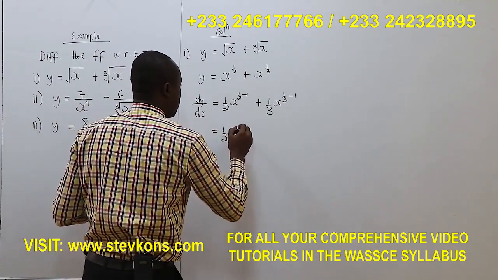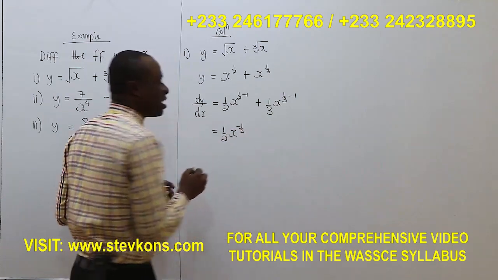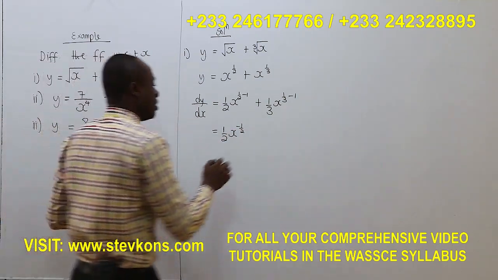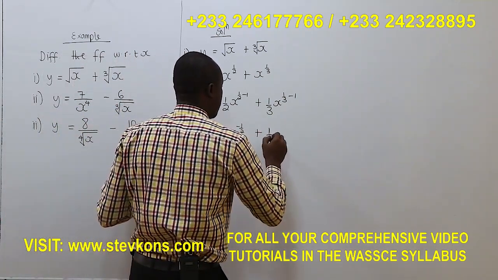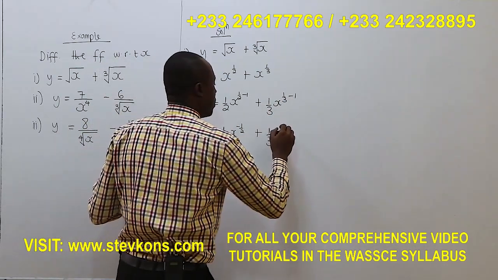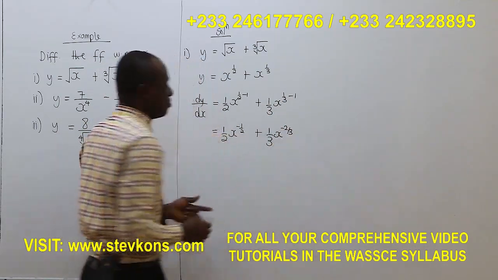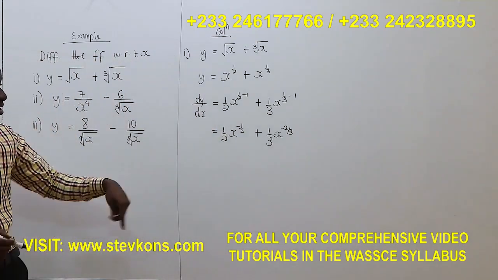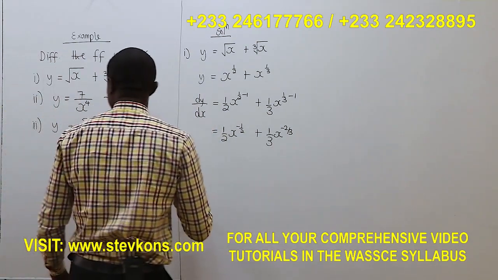half x to the power -half. That's half minus 1, that's -half. Plus 1 over 3 x to the power, now that's 3 over 3, so negative 2 over 3. You can decide to leave our answer this way, or it can come down. Now, let's leave it this way.